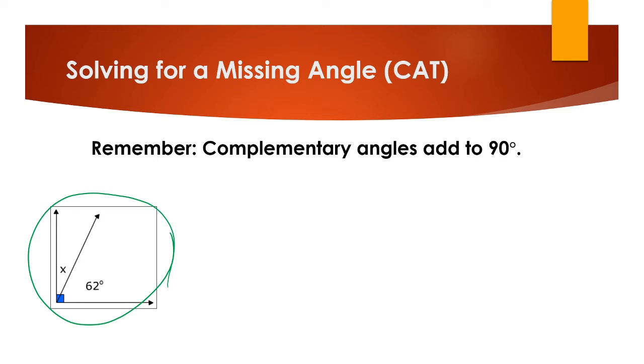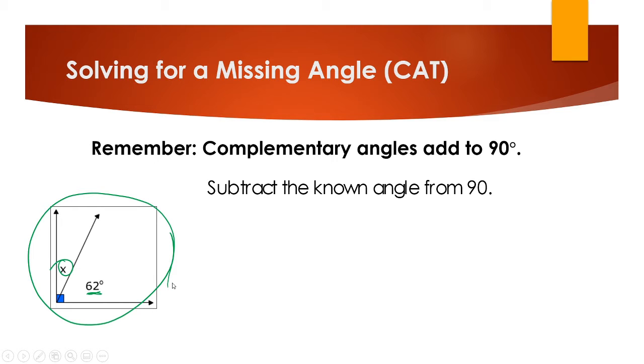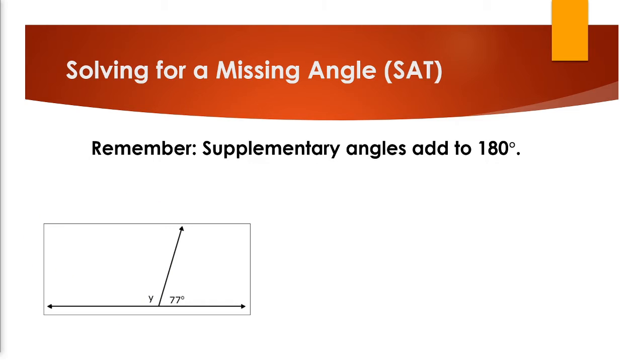In this case, we have an angle that we know, which is 62 degrees, and we have an angle which we don't know, which is x. And in order to find x, all we need to do is subtract the known angle from 90 degrees. So in this case, the known angle is 62 degrees. So we can simply write x is equal to 90 subtract 62. And then we would get x is equal to 28 degrees.